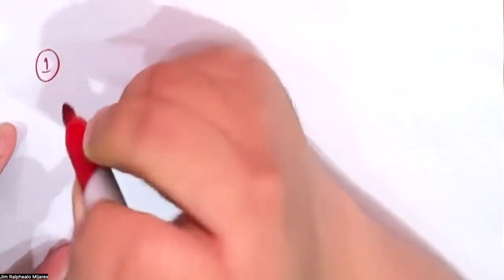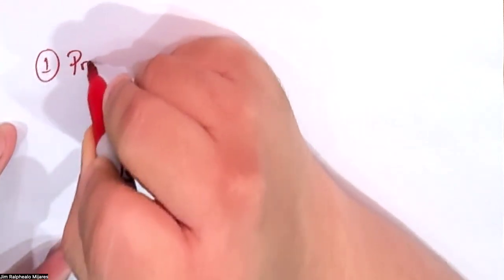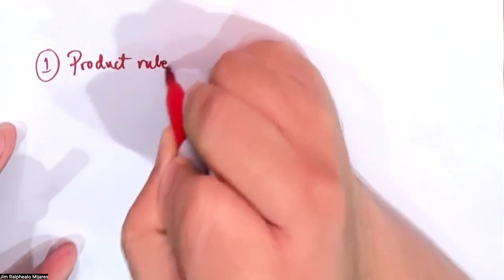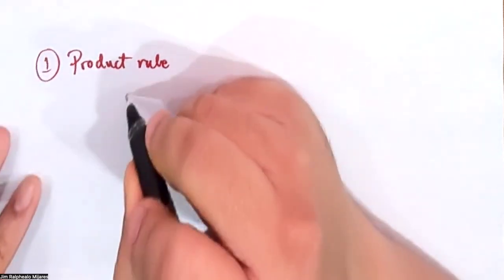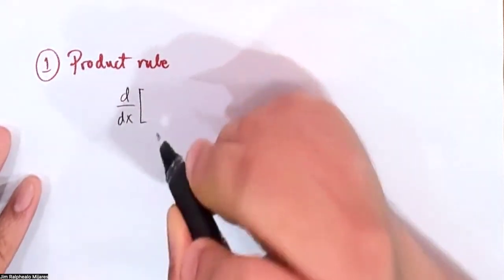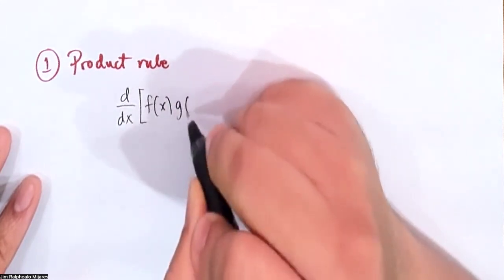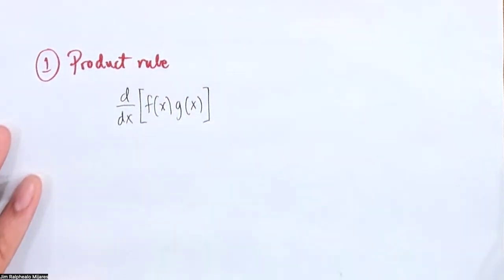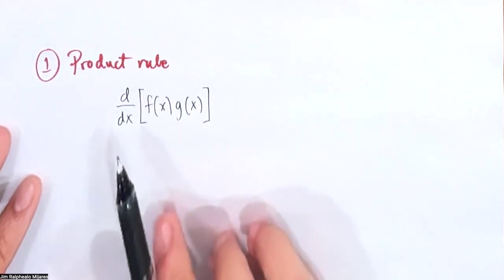Okay, for this next video, we're gonna talk about two rules in differentiation that are very, very important. The first rule that we're gonna talk about is called the product rule. The point of this rule is we're finding the derivative of a product of two functions. So what is the derivative of a product?